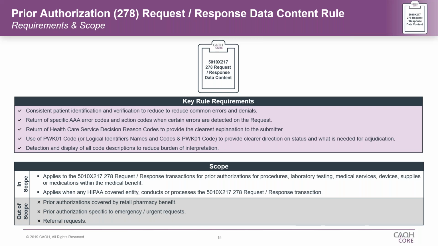As many of you know, there are many business events that this transaction supports. So what we want to do is highlight a few of the business events supported by the 278 transaction that these data rule contents do not apply to. And the first is referrals are not included in the scope.